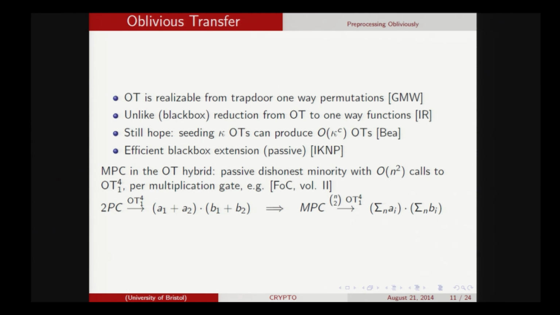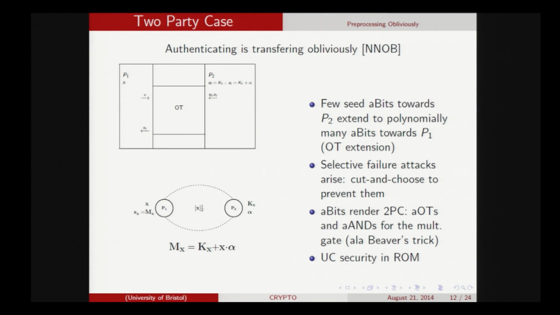But the question of whether you can base practical MPC on OT wasn't answered until 2012, when there was a paper here at Crypto also that explained how you can do it. So in this slide, I try to give a very brief recap of this paper. And the main observation that the authors made was that if you want to authenticate bits, that's essentially the same as running an OT functionality.